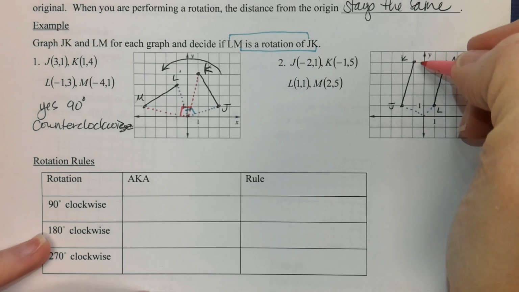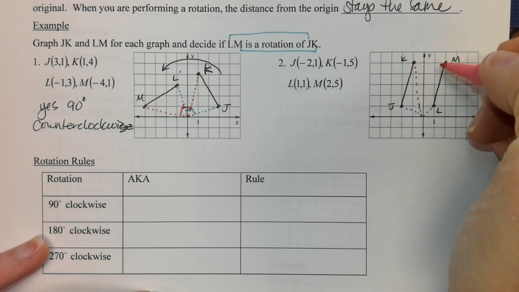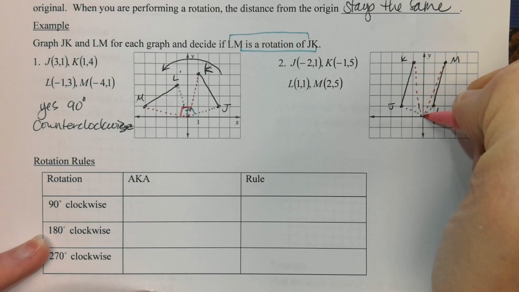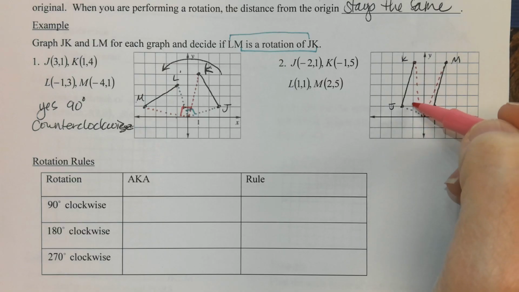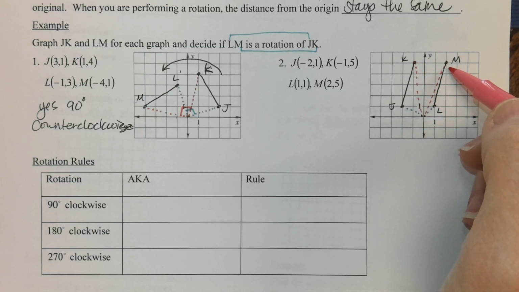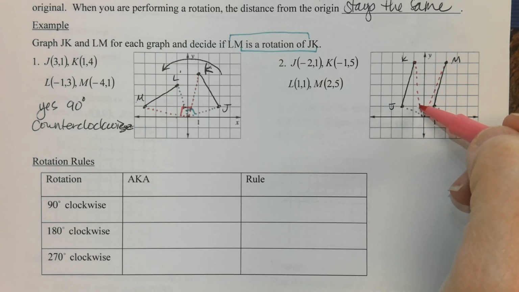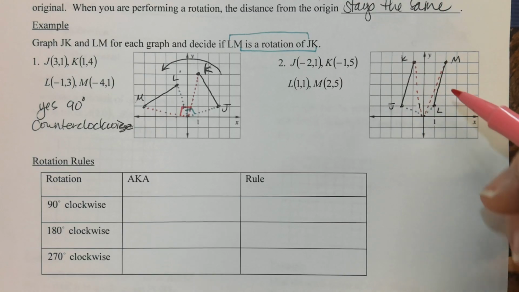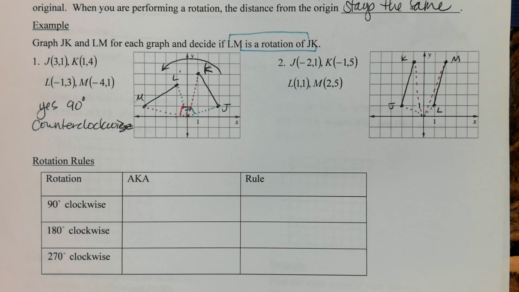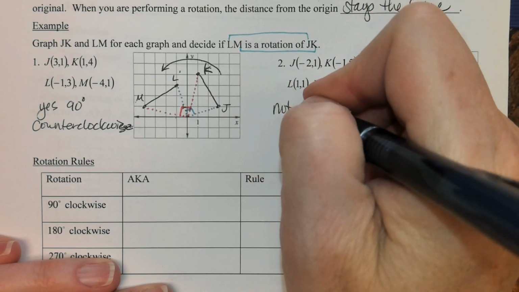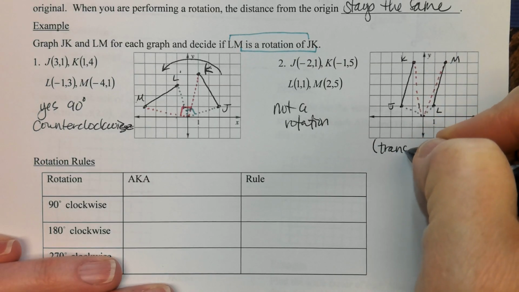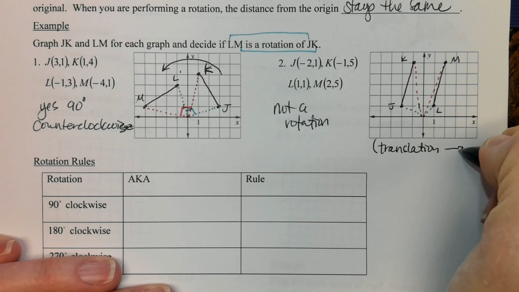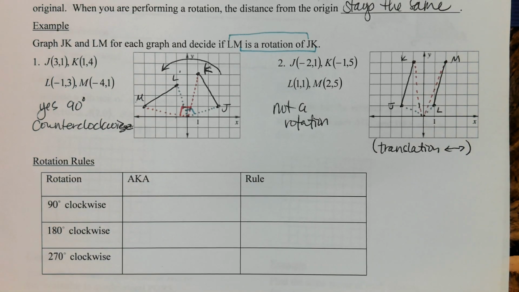So let's check K and M. Taking K into the middle and M into the middle, you might be able to convince yourself that they're the same length, but this one only goes 1 and then 5. This one goes 2 and then 5, so they'll be different lengths. And then that angle in between the pink lines does not match the angle in between the blue. So this for sure is not a rotation. We would actually call this one a translation. This is just a slide, and we're moving back and forth.